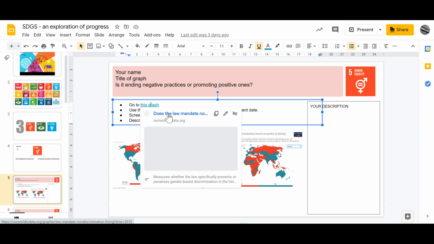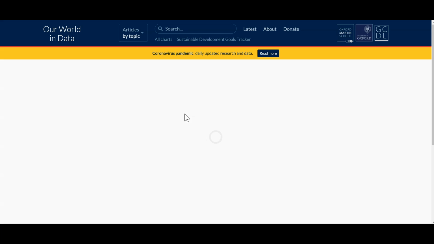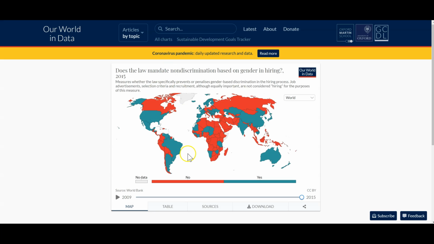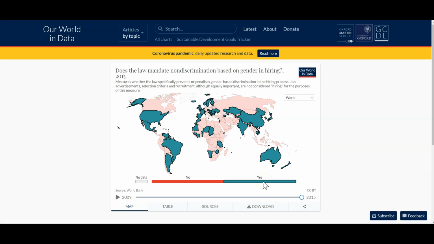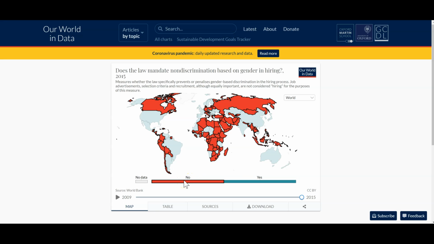And basically what I'm going to want you to do in the case of all of these graphs, these are GIS maps that will allow you to explore time and space. In this case, it's basically, does the law mandate non-discrimination based on gender in hiring? It's a very cumbersome way of doing it. It's basically, whenever you're going for a job, is there a law to say you're not allowed to discriminate based on somebody's gender? You would want that to be the case, wouldn't you? So if yes, that's a good thing, because it bans discrimination based on gender. If no, that's not such a good thing.